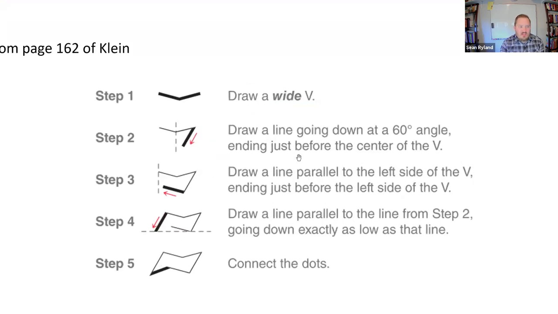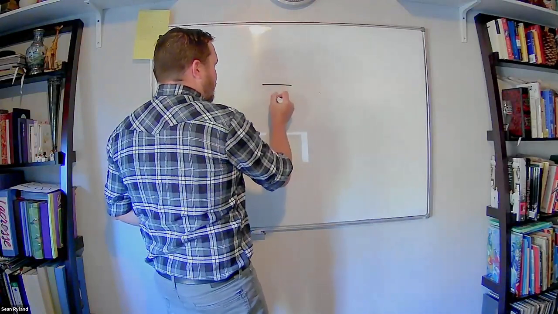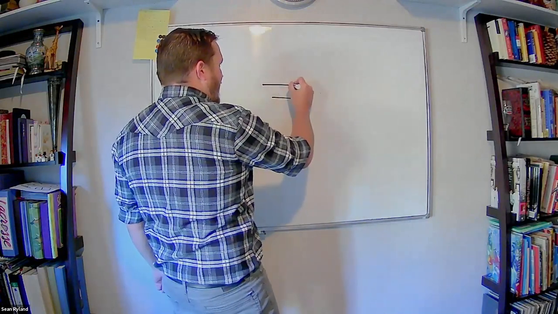It says draw a wide V, draw a line going down at a 60 degree angle, then draw a parallel line, then draw your other parallel lines. Basically, it's going to be three sets of parallel lines, and you just need to arrange them the right way. I usually find it easiest to draw the two lines in the middle first, the two armrests, and then just connect the armrests with a V. So if I'm drawing it up here, start by drawing your two armrests just a little bit offset from each other, and then connect them with a V.